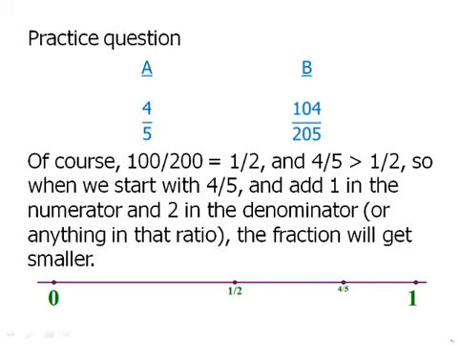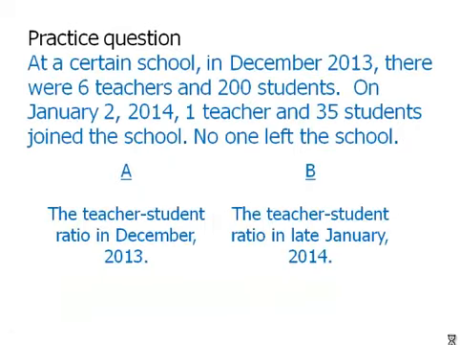And again, since 4/5 is up here, adding 1 to the numerator and 2 to the denominator, or anything in that ratio, is going to move it closer to 1/2, which makes it smaller. And so the fraction in B is smaller, and the fraction in A is larger. Here's another practice question. Pause the video, and then we'll talk about this.